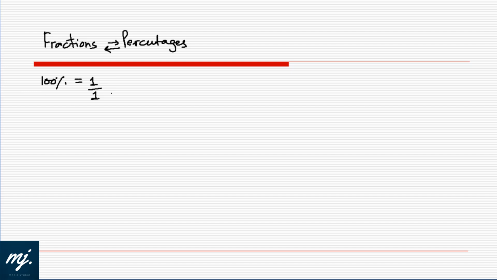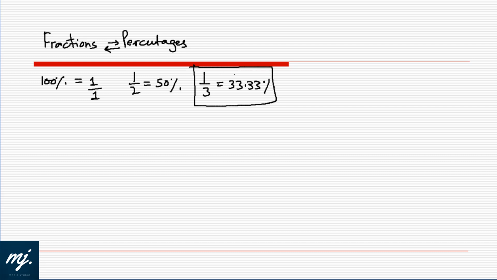About both fractions and percentages, which are very frequently used, like half. Half is 50% or 50% is half. 50% of A, we are just supposed to calculate half of A, that is A by 2. 1 by 3 is 33.33%. And this, I'll ask you to use it very often. Wherever you see 33.33%, always use 1 by 3.